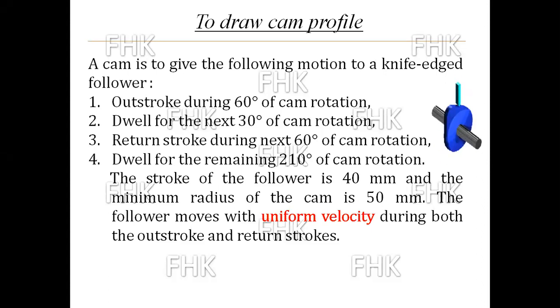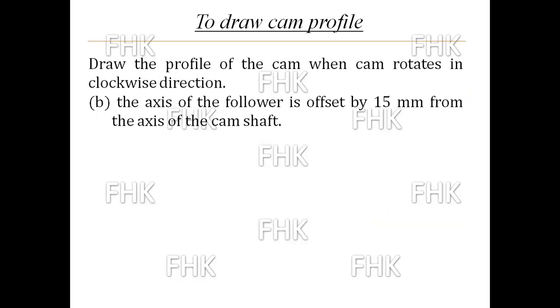A cam is to give the following motion to knife edge follower. Outward stroke during 60 degree of cam rotation, dwell for the next 30 degree of cam rotation, a return stroke during next 60 degree of cam rotation, and dwell for the remaining 210 degree of cam rotation. The stroke of the follower is 40 mm and the minimum radius of cam is 50 mm. The follower moves with uniform velocity during both the outstroke and a return stroke. Draw the profile of cam when the cam rotates in clockwise direction.